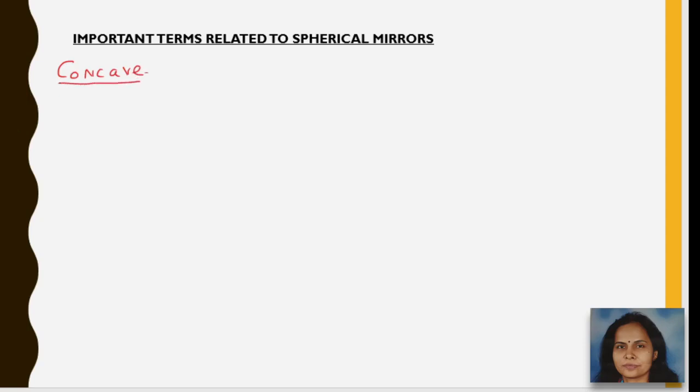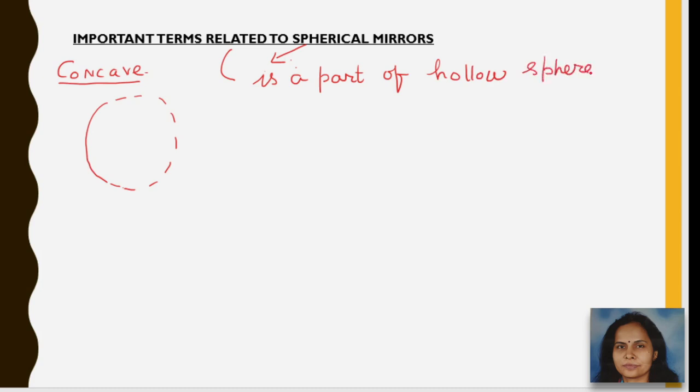First we need to understand that every spherical mirror, suppose I am drawing a spherical mirror here, this is the spherical mirror, and every spherical mirror is a part of a hollow sphere. So I am completing this hollow sphere. Let me write this down for you: every spherical mirror is a part of a hollow sphere. You might be thinking, what do you mean by the hollow sphere here?